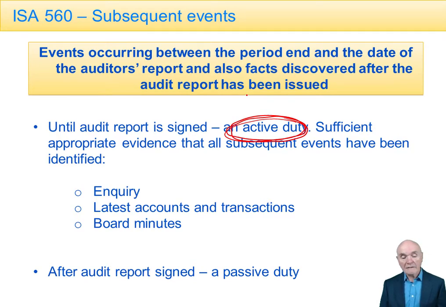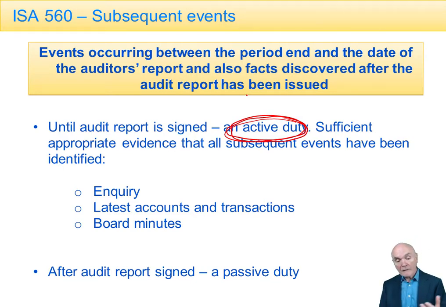So we also want to look at the latest accounts and transactions. Look to see if in January, February, whatever time we have, they've written off a debt, or they've downvalued inventory, or the sales seem to have tailed off, so that the inventory looks as though it's not very fashionable or popular now, and maybe we need to go back and have another look at its valuation. And board minutes. Big subsequent events, you would expect to see mentioned in the board minutes. A large debtor going bad, for example. It's just the sort of stuff that would or ought to worry the directors.